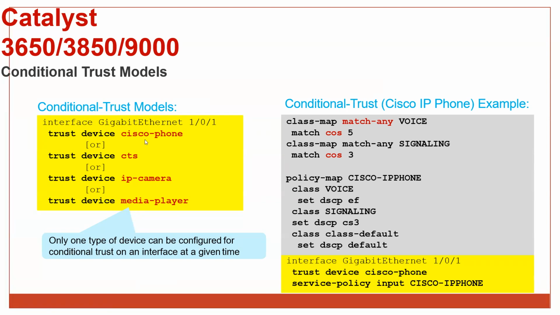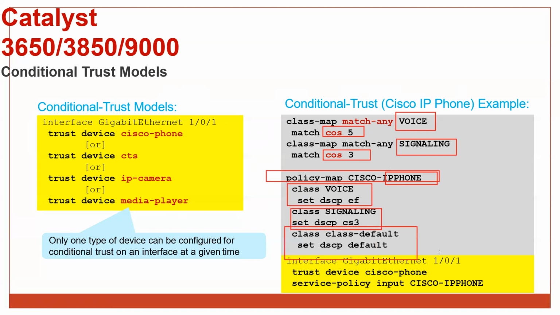So enable the trust boundary, and then on the interface you can trust the device, for Cisco phone, CTS, IP camera. Then you should have the class. So you can see here that we have the class related to voice. We are marking COS 5. If you are marking COS, it's up to you, you're marking the COS or DSCP. Then signaling COS 3. Then IP phone. This is the policy for IP phone. We are calling the class, setting the DSCP, calling the signaling, setting the class selector and default, and then we are applying to the interface.